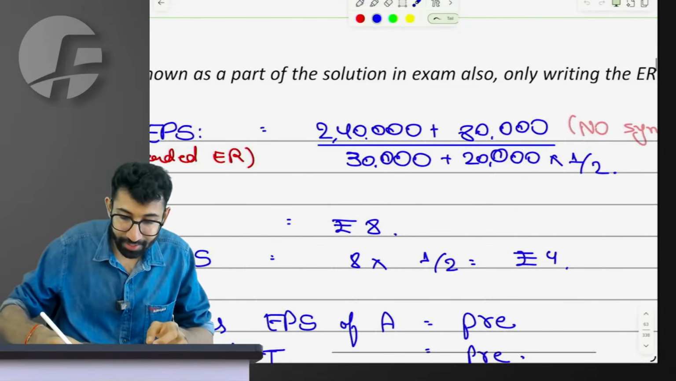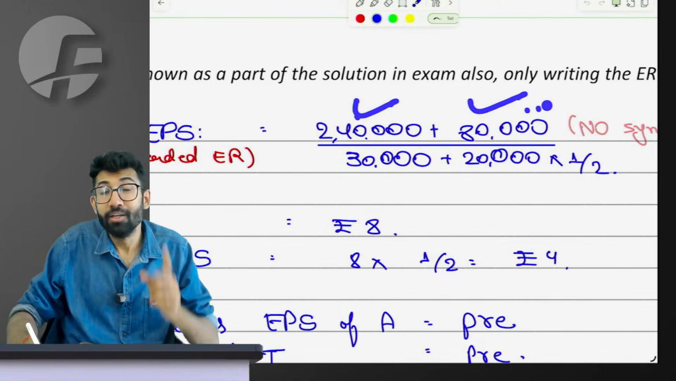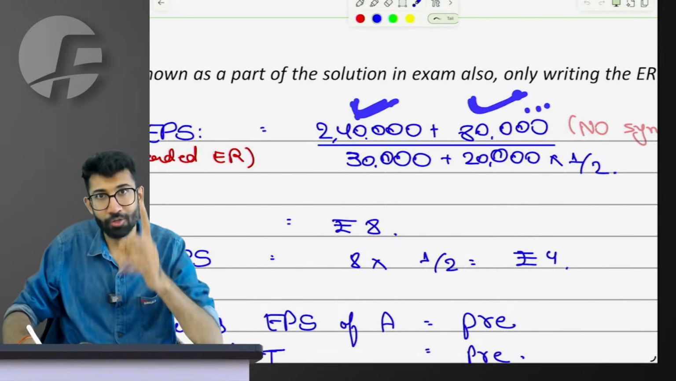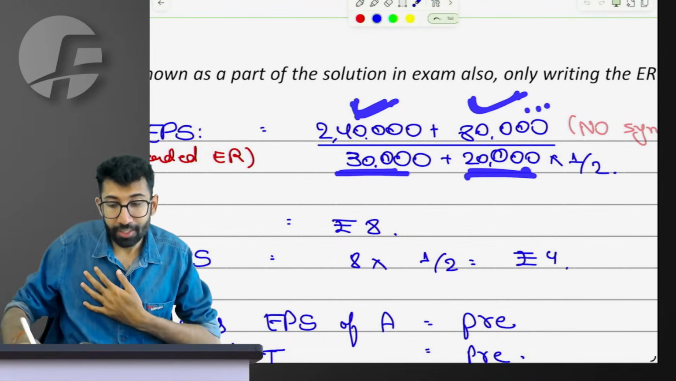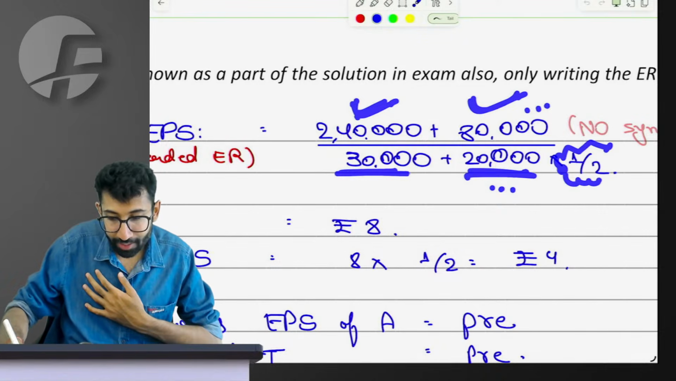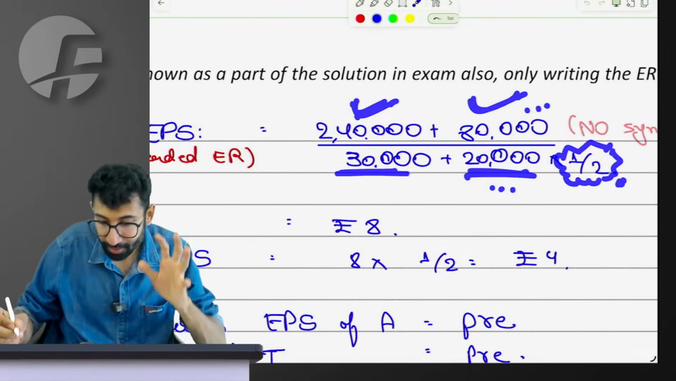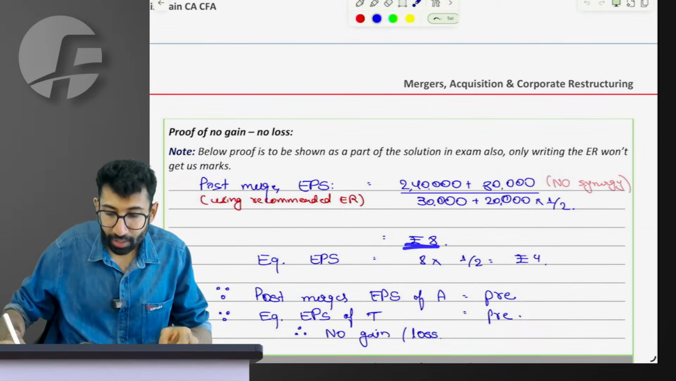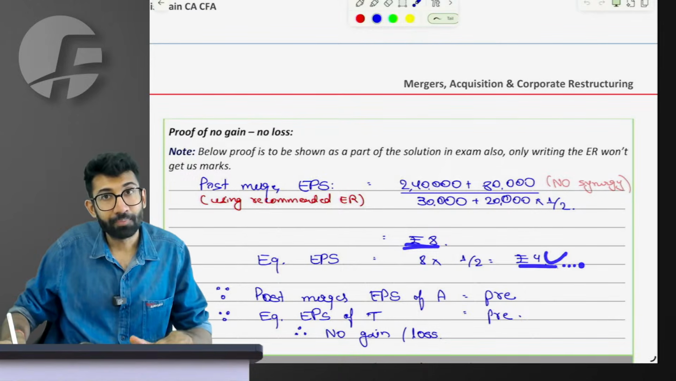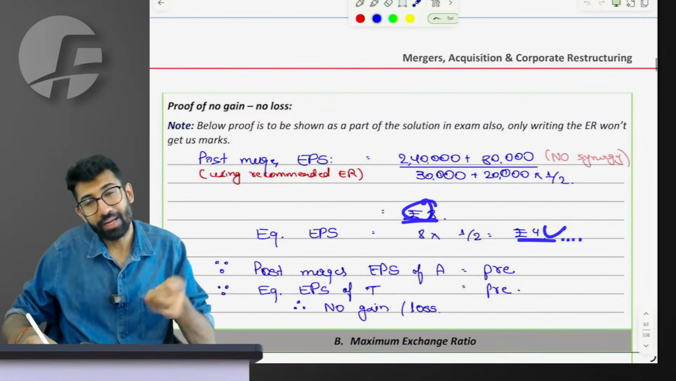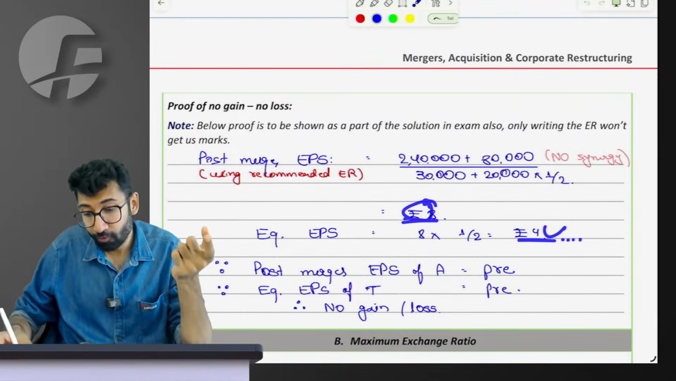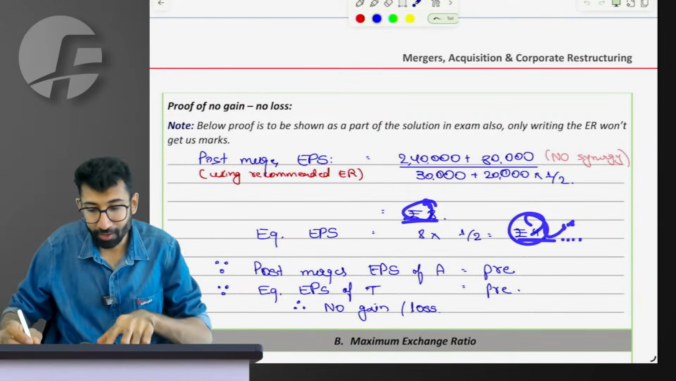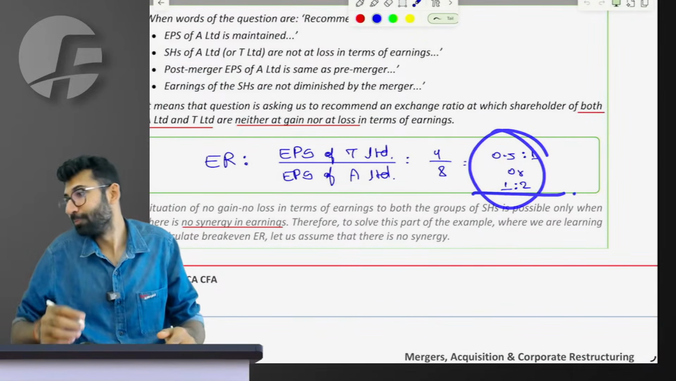So I will say my part of 240 plus your part of 80, assuming no synergy now, because the question will not in this case give you synergy. So my part of 240 plus your part of 80, divided by my shares of 30 plus your 20,000 shares, I will give you a recommended exchange ratio of 1 by 2, which is based on our EPS. It gives you automatically the post-merger EPS. If you calculate the post-merger EPS as 8, and if you calculate equivalent EPS, it is 4. So can I say, as an acquirer, I was earning 8 and now I earn 8. As a target, you were earning 4 and your equivalent is also 4, which means none of the parties is actually gaining anything or losing anything, which means the ratio suggested by us is a break-even ratio.